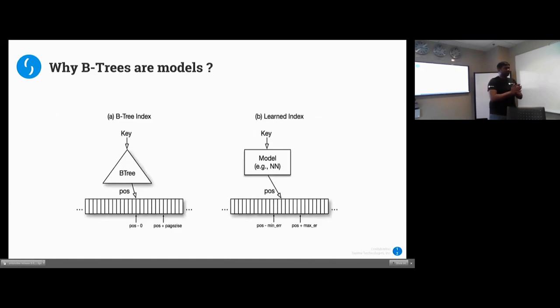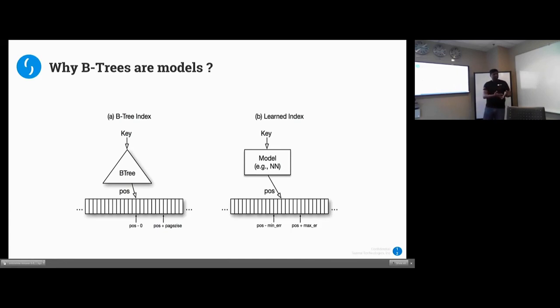When you look at it, B-tree indexes are nothing but a model. When I say a model, I mean a predictive model, or an inference, whatever we are trying to run. So let's take a key as an input. In the case of a B-tree, it takes a key as an input, and then it gives a position, with a negative and a positive error within the page size, wherever things are.